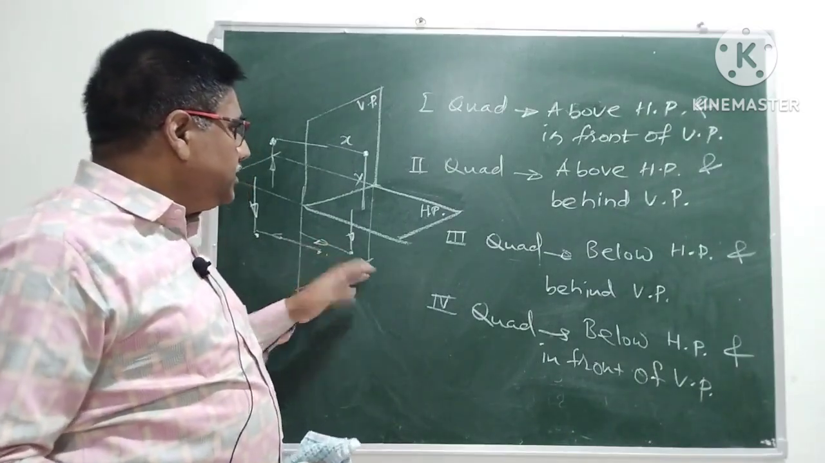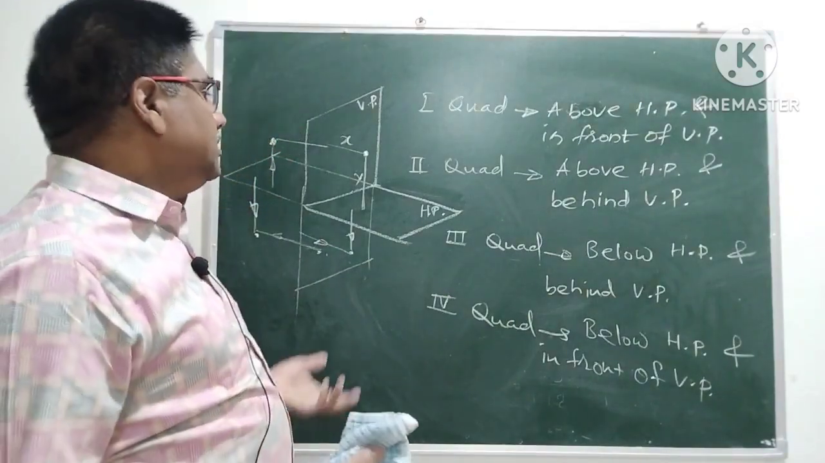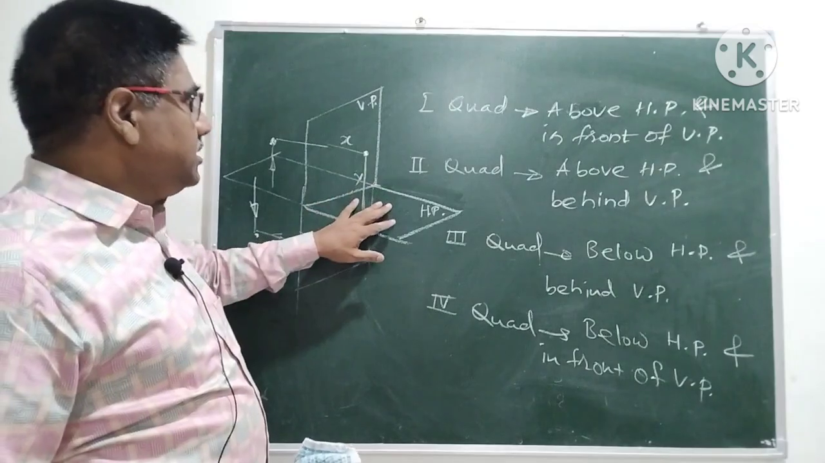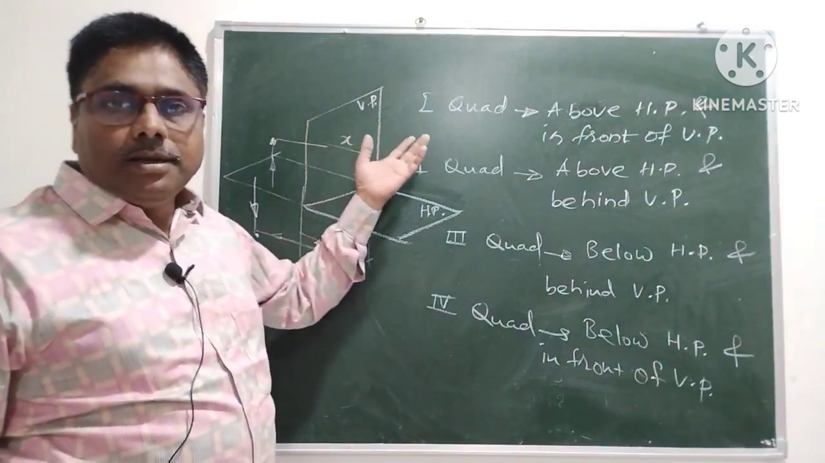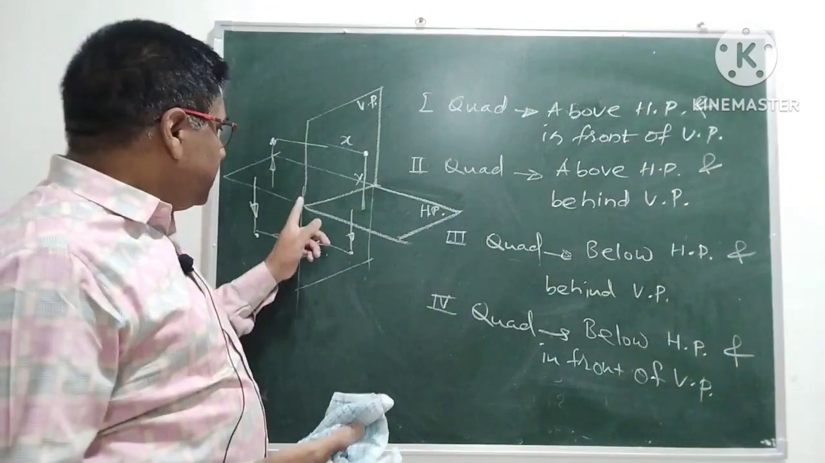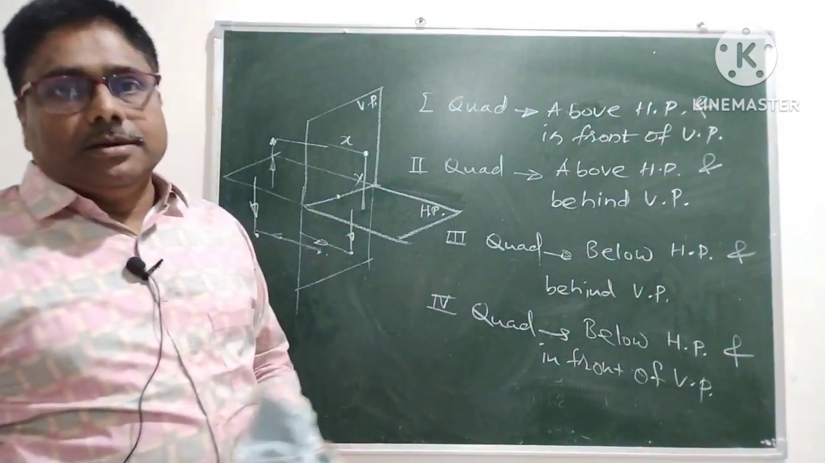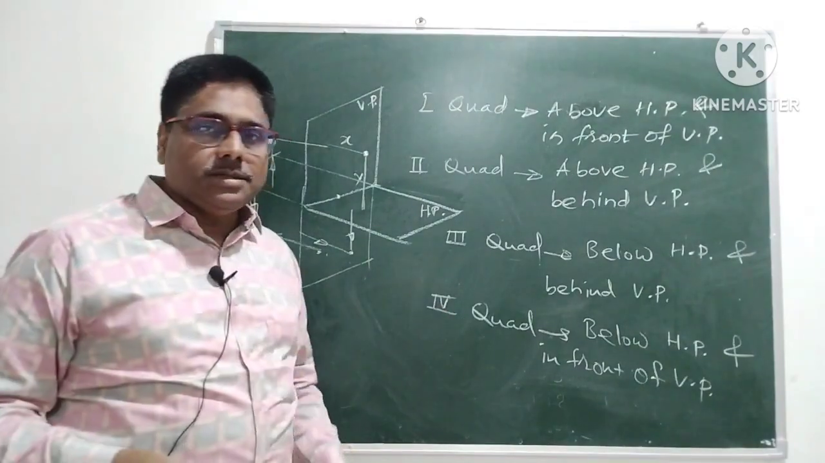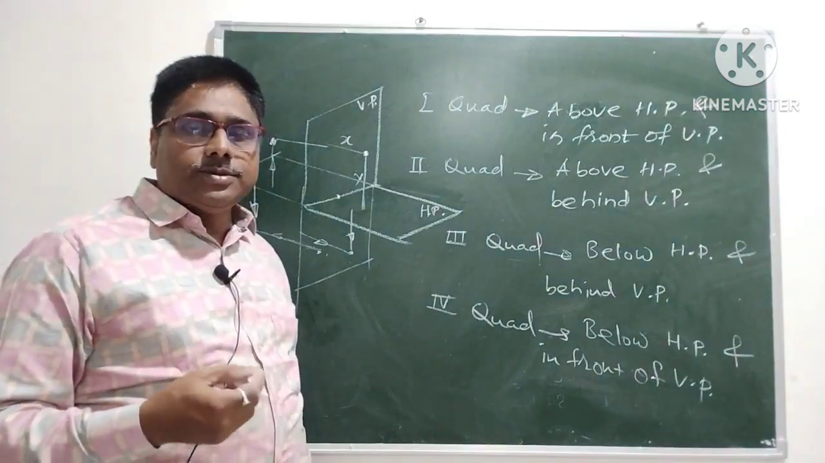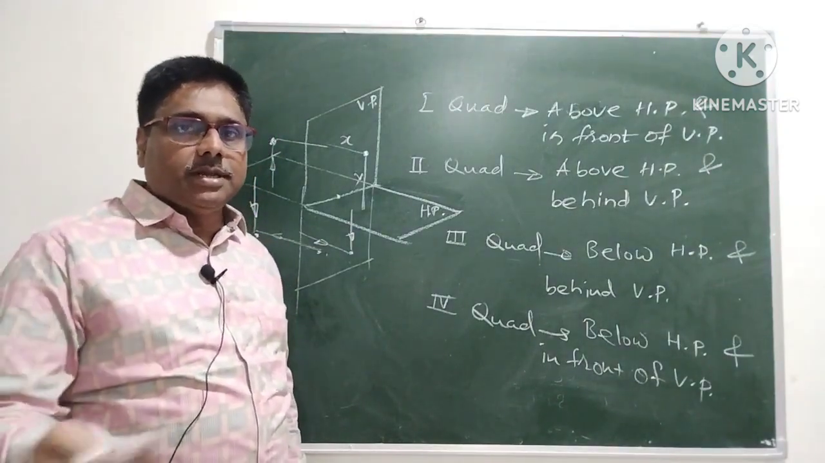In addition to these four cases, there are some special cases also. The point may lie on the horizontal plane or vertical plane, and the very special case is that the point is lying on both the planes, meaning it should lie on this XY line. Both these cases we will discuss in the next video, and we will try to solve problems on projection of point in the subsequent, meaning next, video.